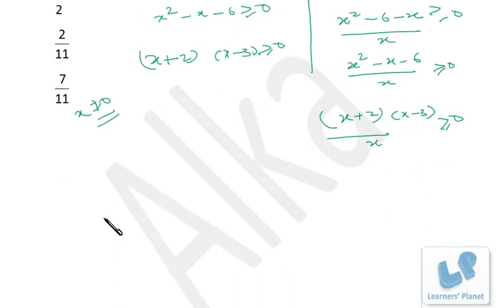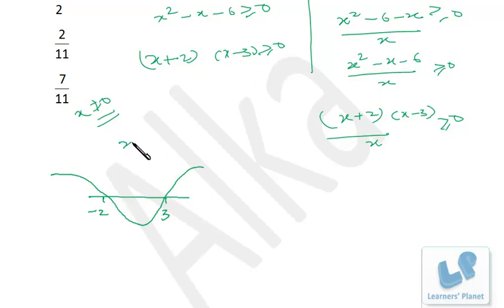Now I have discussed the wavy curve method to solve inequality, right? What you have to do is put up the zeros of this expression over here. It's minus 2, and it is 3. So if you draw the wavy curve, it will be like this, and you want this expression to be greater than 0.